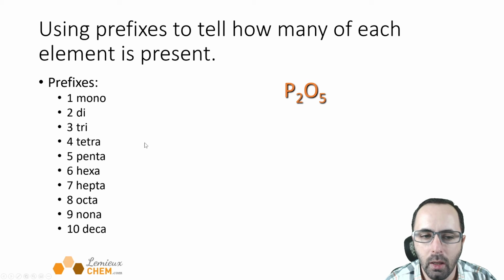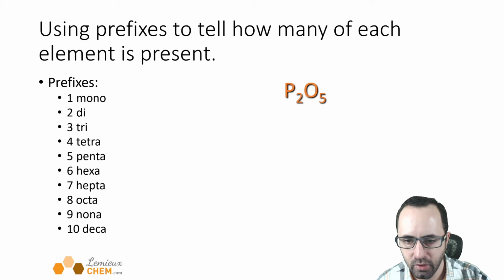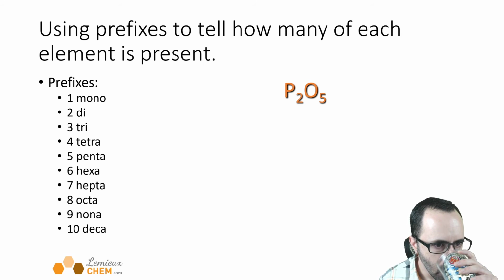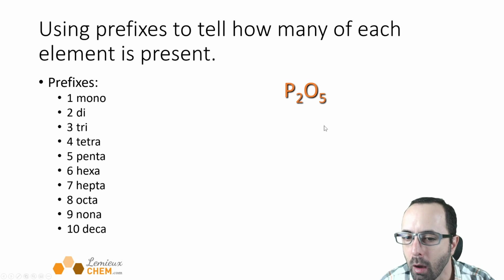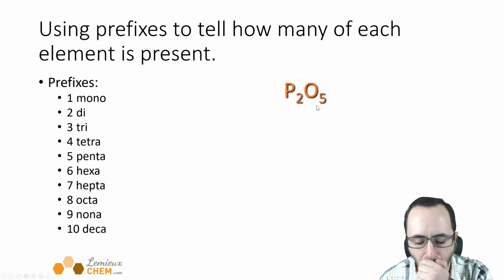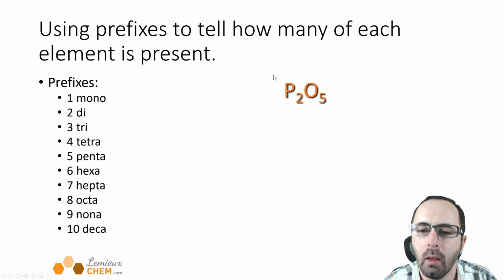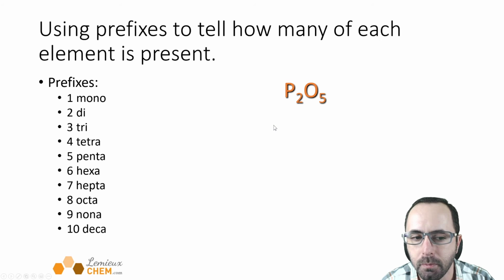And then also, only in covalent compounds, we're going to use prefixes to indicate how many of each atom we have, only in covalent compounds, never in ionic. So we see this P2O5. We can recognize that this is a covalent compound, not an ionic compound, because phosphorus and oxygen are both nonmetal atoms. So this must be a covalent compound because it only involves nonmetal atoms.